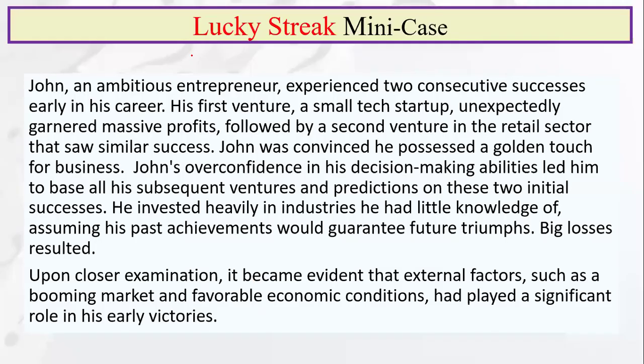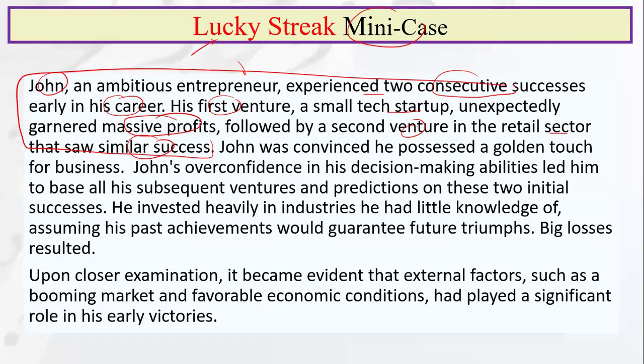So the lucky streak is a mini case here. John is an ambitious entrepreneur, experienced in two consecutive ventures. He made a very good career, right? His first venture was a small tech startup, and unexpectedly he got massive profits, followed by a second venture in the retail sector, also with similar success. He thinks he's a great guy now. John is convinced that he possesses the golden touch and that anything he touches is going to turn to gold. But basically everything was going on the market conditions, not really him alone.